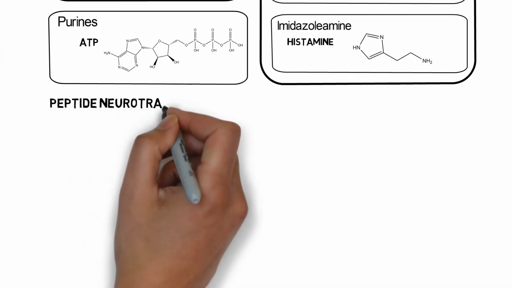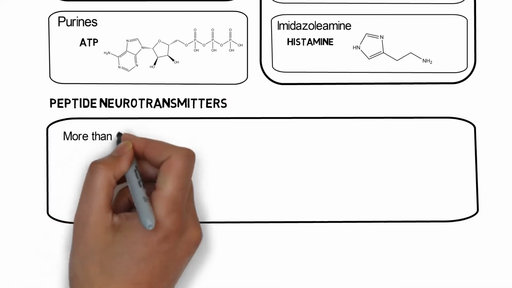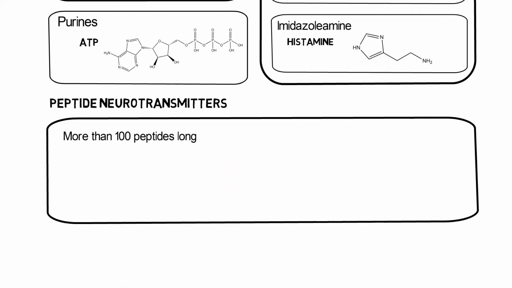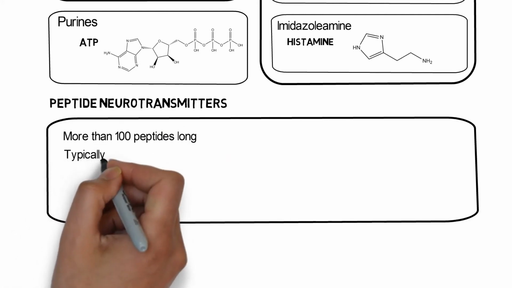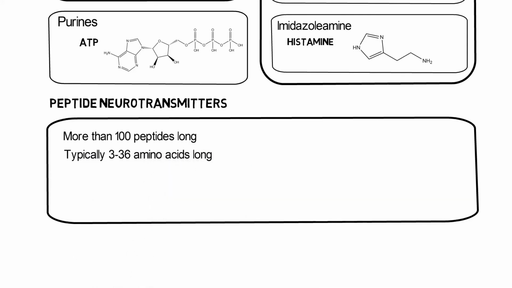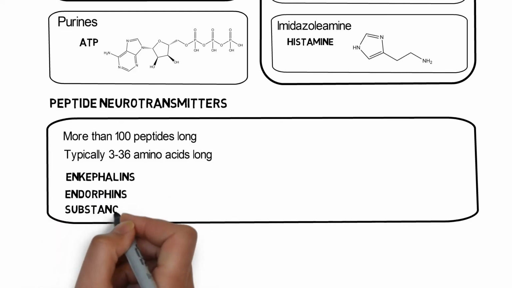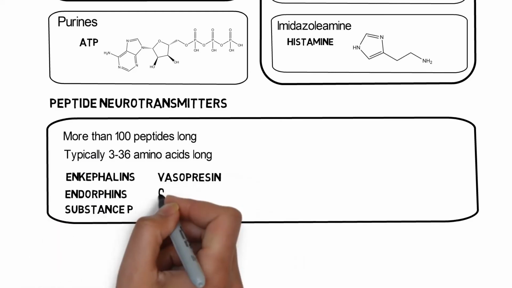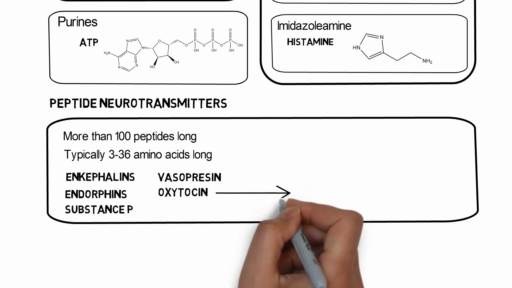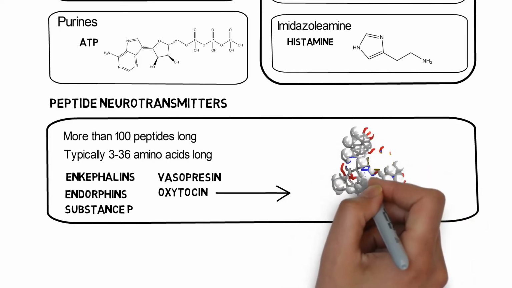The neuropeptide category contains molecules that can be more than 100 peptides long. Remember, a peptide has a carboxylamine bond. They are the bonds found in proteins. They typically are about 3 to 36 amino acids long. The neuropeptides include the enkephalins, the endorphins, substance P, vasopressin, and oxytocin. These molecules can be excitatory or inhibitory and are generally broken down in the synapse by proteases.